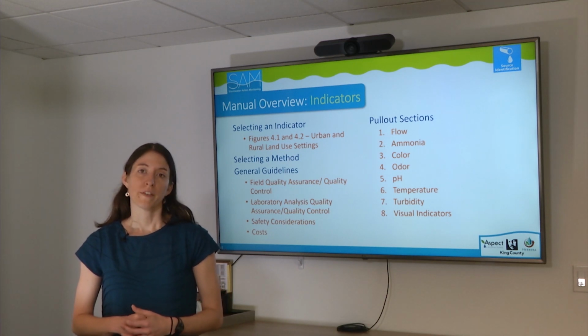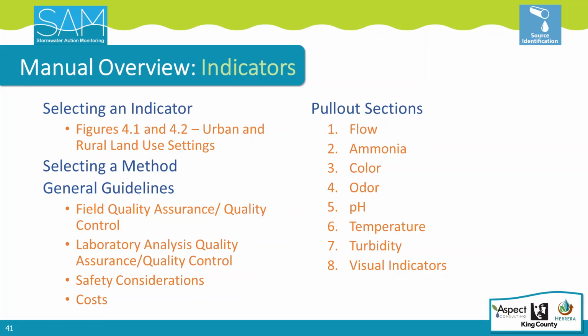We've got a series of pull-out sections. Here on this slide, we have pull-out sections 1 through 8, starting off with flow, and then walking through our other 7 primary indicators.